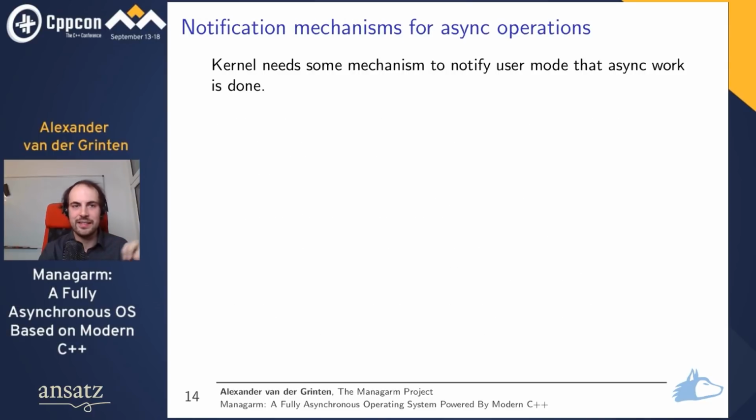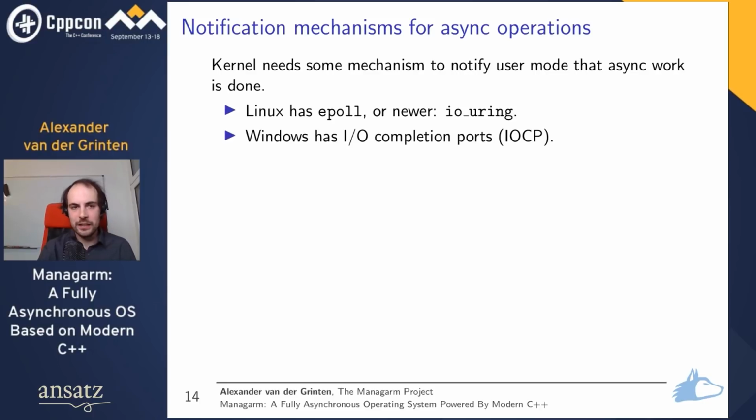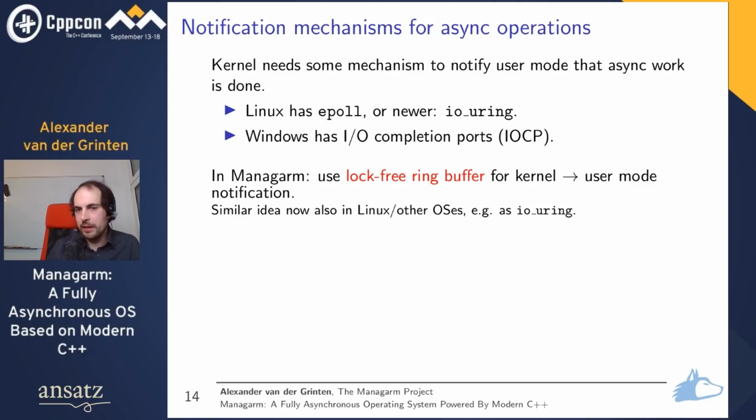So let's look at the last step first. The notification. So the kernel has done some work, and it wants to notify user mode again that the work is done. There are different ways to do that. For example, on Linux, there's epoll. A newer mechanism on Linux is io_uring. And Windows has, for example, IO completion ports. If you've done some async programming, you probably know at least one of these technologies. And what we do in Managarm is something similar to io_uring. We use a lock-free ring buffer.